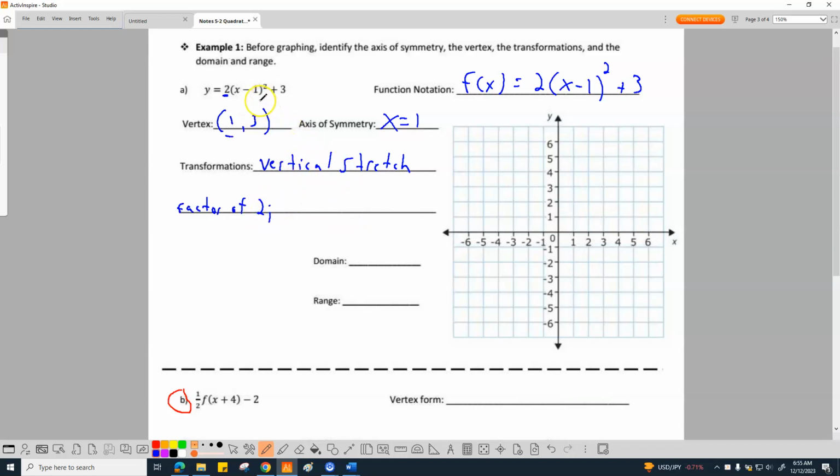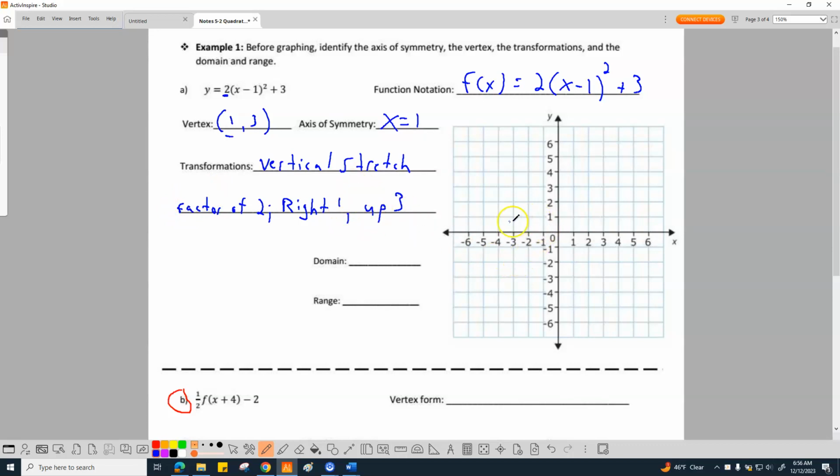We know that it's going to move right 1. Remember, your x's always lie. It moves right 1, and we know it's going to move up 3. And there are no reflections. So there's basically 3 possible transformations you can have. You can have a left and right movement, you can have a stretch or compression, and then you can have a flip out where it flips over the x-axis, a reflection. So that's what we have.